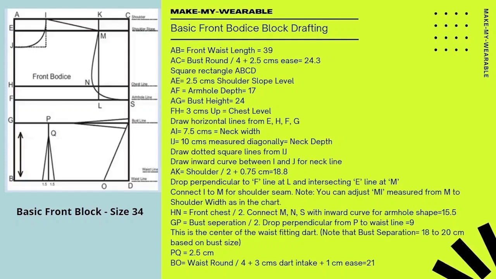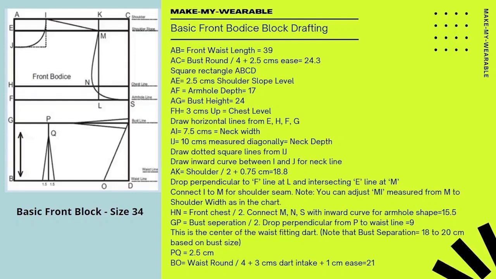Now from point K, you have to go backwards, measuring on the AK line the shoulder width that is given in the body measurement chart. Maybe it's approximately 11 or 12 centimeters. Please check in the body measurement chart and mark point I. Now from I, you have to measure diagonally until the AB line 4 inches or 10 centimeters diagonally. This is the neck depth.